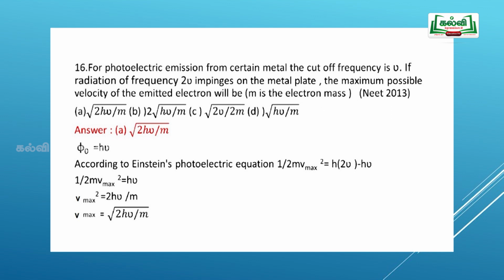As we know, the work function phi naught is equal to h nu. According to Einstein's photoelectric equation, half mv square is equal to h nu minus h nu naught, which is the equation we know. Here the cutoff frequency nu naught is given as nu, and the incident frequency is given as 2 nu. So we substitute h 2 nu minus h nu. So half m v max square is equal to h nu, and v max square is equal to 2 h nu by m. When you rearrange, you will get this. So v max is equal to root of 2 h nu by m, which is option A, the correct option.